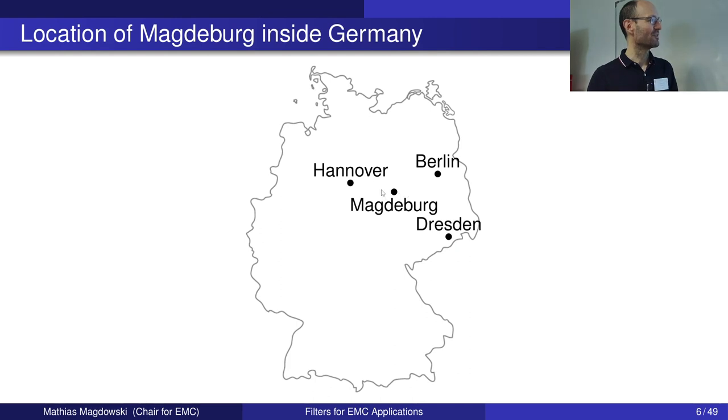Okay, so if you wonder where Magdeburg is located, we are somewhere in this triangle between Berlin, that most of you might know, and Dresden as a touristic city, and Hanover. So we are 1.5 hours by train or by car west of Berlin.